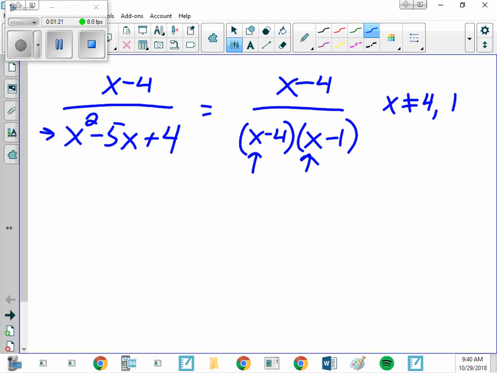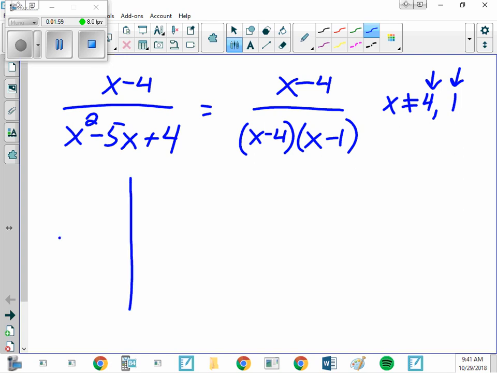The interesting thing is, if I plug 4 in here, I get 16 minus 20 plus 4, which is 0. If I plug in 1, I get 1 minus 5 plus 4, which is also 0. Okay. Now, what happens at x equals 4 and x equals 1? Well, that depends on the function. We know that x cannot be 4 and x cannot be 1. But what do those places look like on the graph? And the answer is it depends.